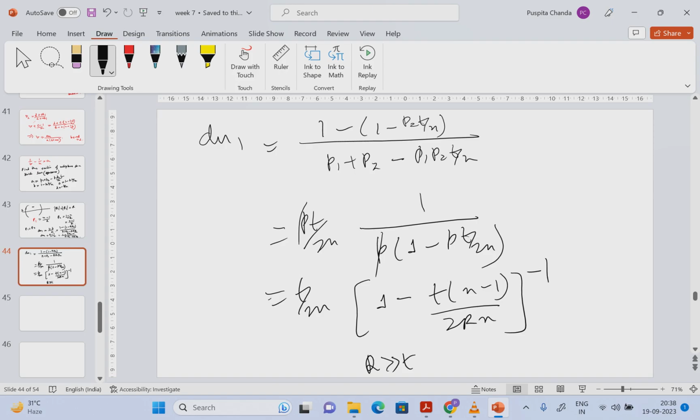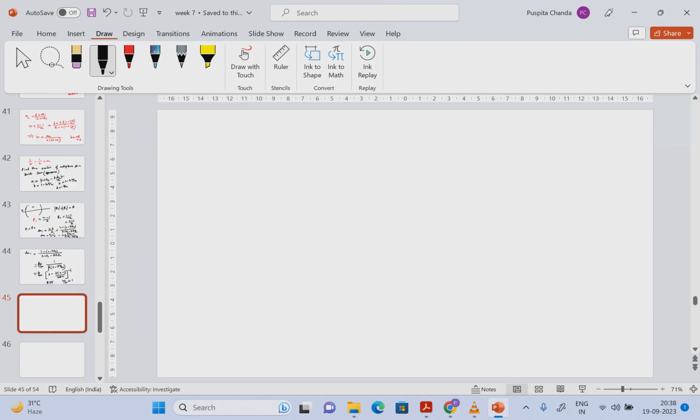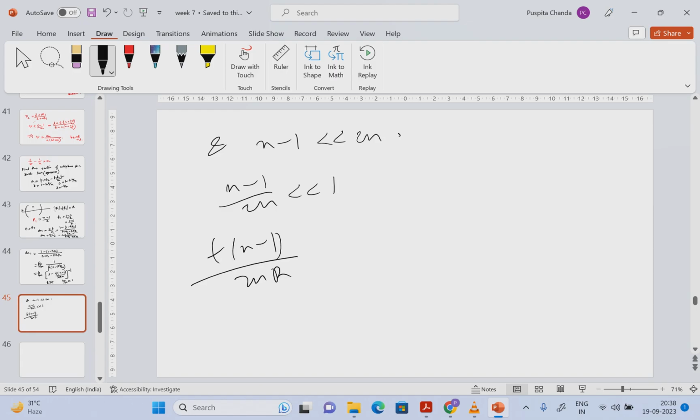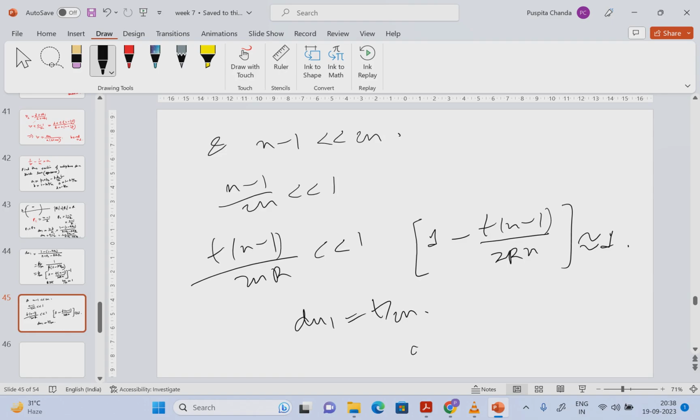If the radius of curvature is greater than the thickness of the lens, so R is greater than T, so T by R is less than 1. And again, N minus 1 is less than 2N, so N minus 1 by 2N is less than 1. So T into N minus 1 by 2N R is less than 1. So 1 minus T N minus 1 by 2 R N is equivalent to 1. So DU1 becomes T by 2N and DU2 becomes minus T by 2N. And this is the position of the unit planes for an equiconvex lens. And generally for a thin lens T is equal to 0, then the nodal unit planes are at point 0.